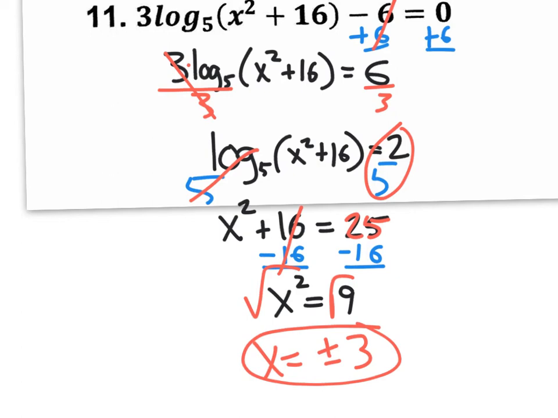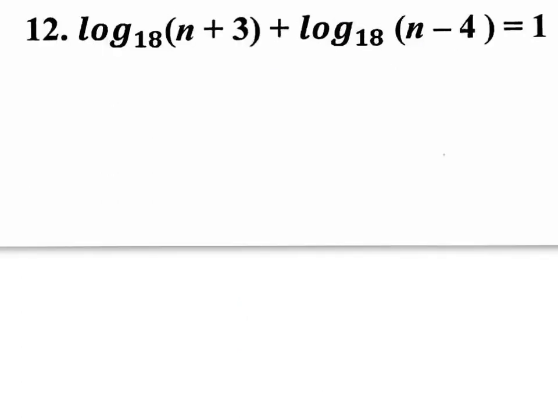Let's jump to number 12. On number 12, we are going to condense. Again, you don't want 2 logs on one side of the equal sign. You want it to be 1 log. So let's condense. We're going to take this log base 18 and that log base 18 and write it together as one single log base 18.